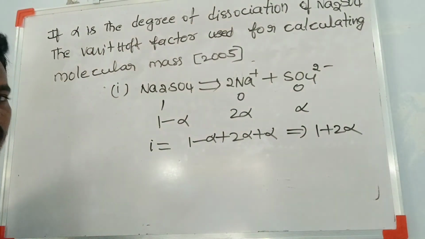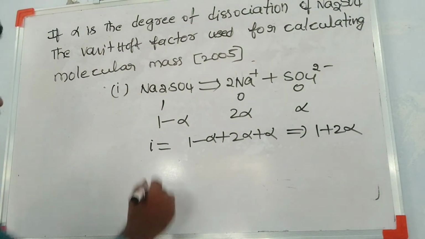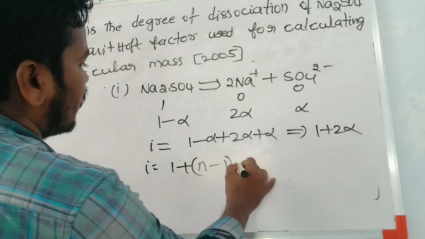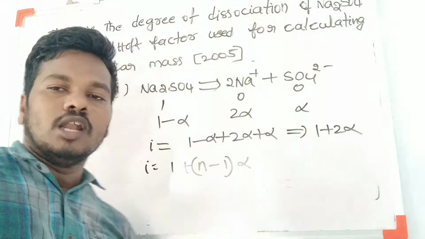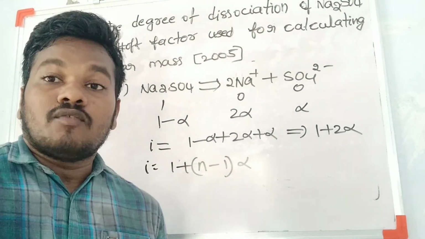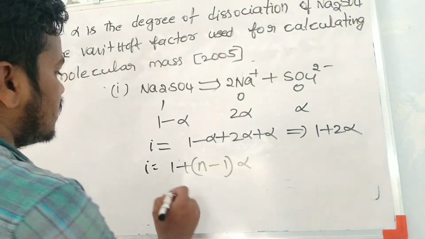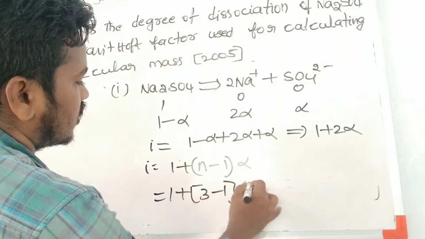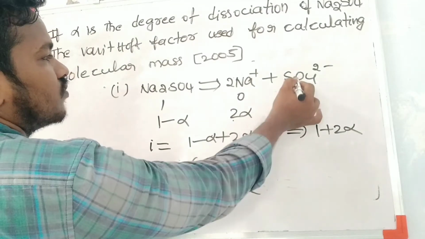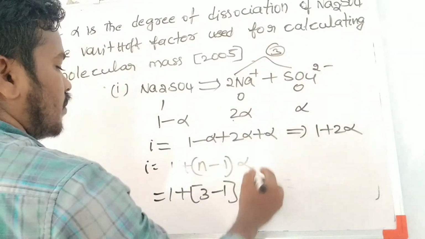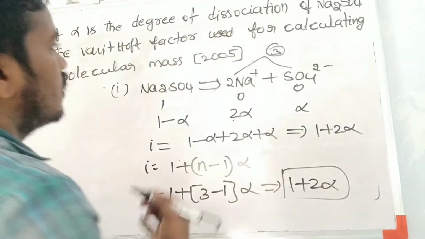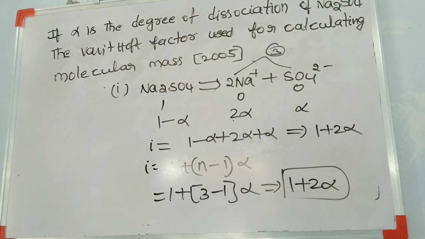Without this, another formula is also there to calculate this. For this, i is equal to 1 plus (n minus 1) alpha. You can substitute this for any molecule to calculate the i factor. See here, how many ions are forming? 3 ions. 2 plus 1, 3 ions it will be forming. So how much? 1 plus 2 alpha. This is how you can easily calculate it.